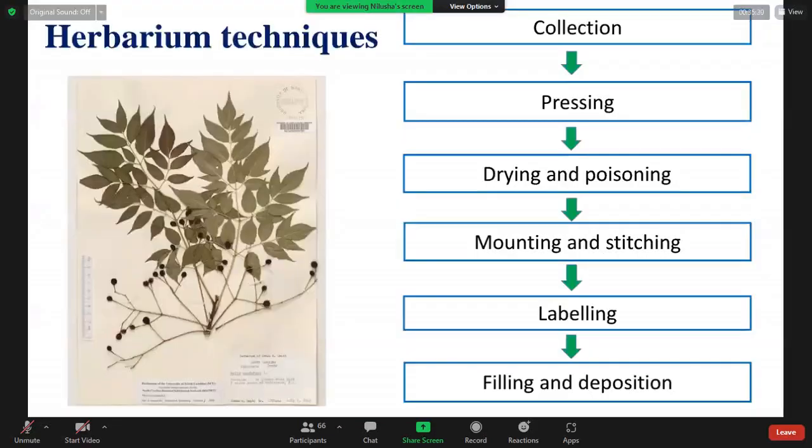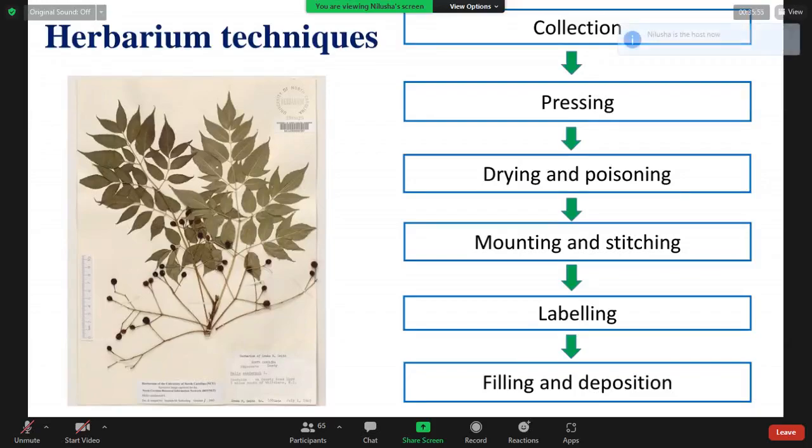In the herbarium, as I told you, you have to follow some steps. First, you have to collect the specimen. The next step is pressing. The third one is drying and poisoning. Next, mounting and stitching, labeling, and the final one is filing and deposition. Now we will see them one by one.